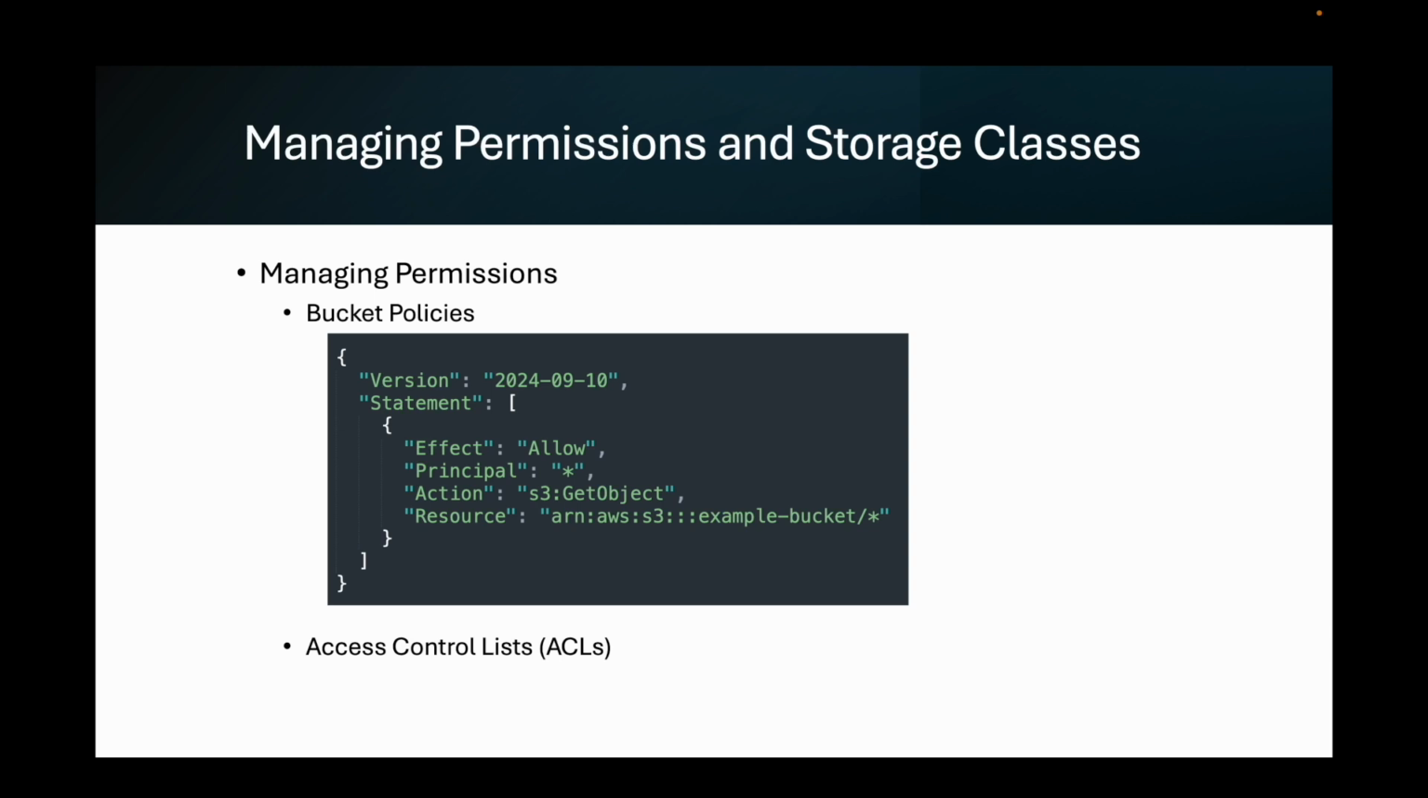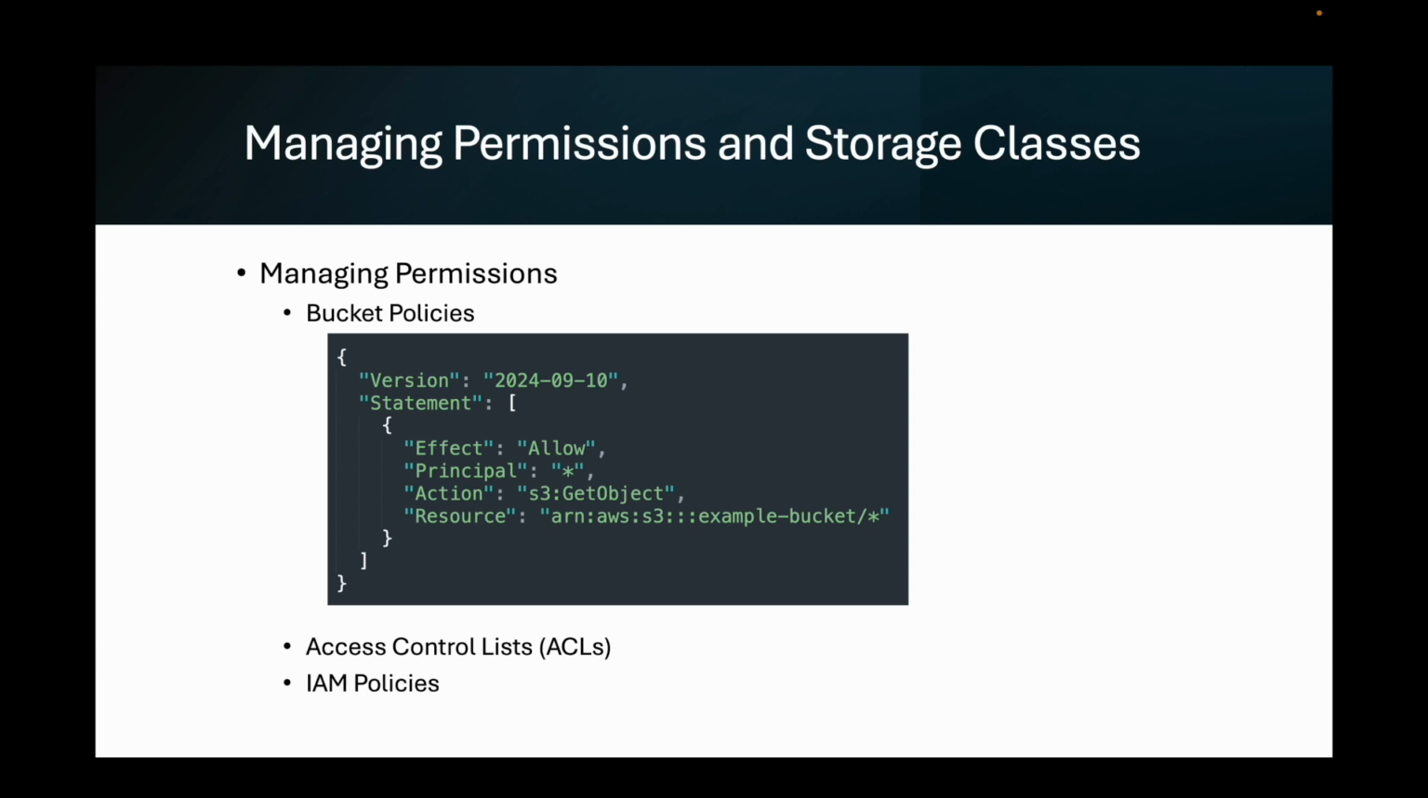Then we have the access control list, or ACLs. ACLs grant specific permissions, which is read and write, to individual AWS accounts or groups. Example, public access. ACLs are less commonly used than bucket policies but still useful in some cases.